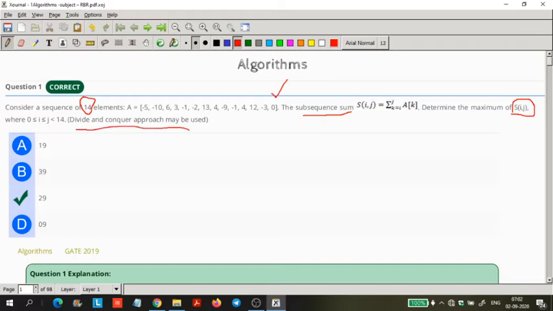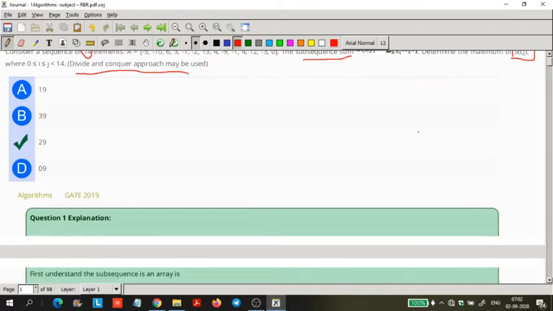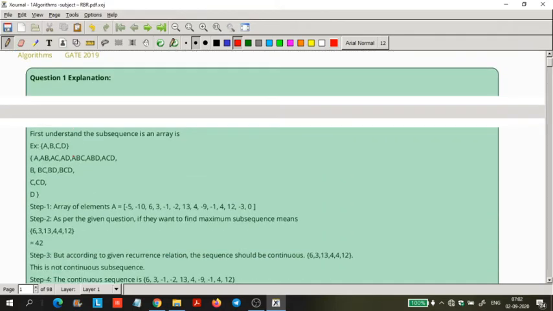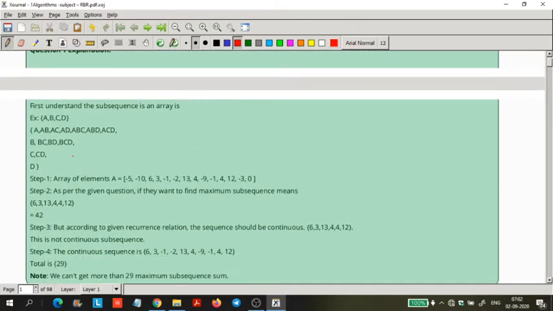A divide and conquer approach may be used. Here they are given 14 elements and the subsequence sum expression, and we must determine the maximum. They are given the options, and the correct option is 29. This question was asked in GATE 2019.